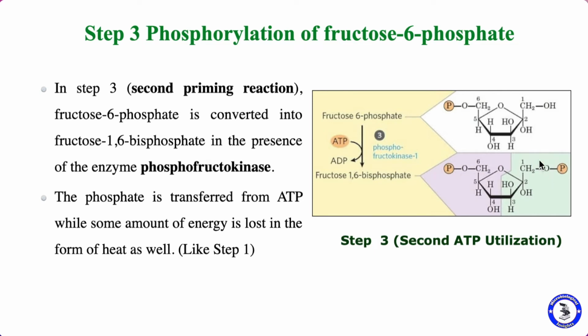Two positions have the phosphate group: the first position and the sixth position. So this is the first position. This is the sixth position, which is already having a phosphate group. Remove the hydrogen from the hydroxyl group and add phosphate. So the structure will be like this. This reaction is carried out by the enzyme phosphofructokinase. The ATP donates its phosphate molecule to the fructose 6-phosphate. Here also some energy is lost in the form of heat.